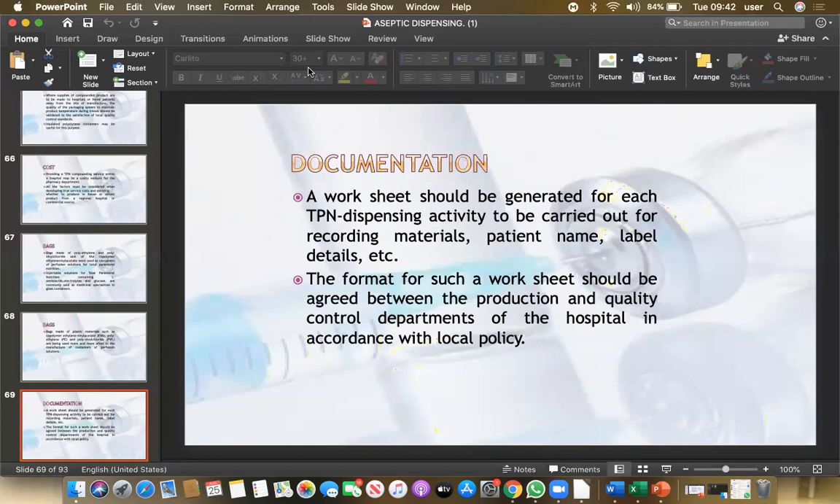Now, you are aware that whatever formulation has to be done, it must be documented, must be written down. So a worksheet should be generated for each TPN dispensing activity to be carried out, recording materials, patient's name, label details. The format for such a worksheet should be agreed between the production and quality control departments of the hospital in accordance with the local policy. So documentation must be done from receiving the prescription up to the dispensing.